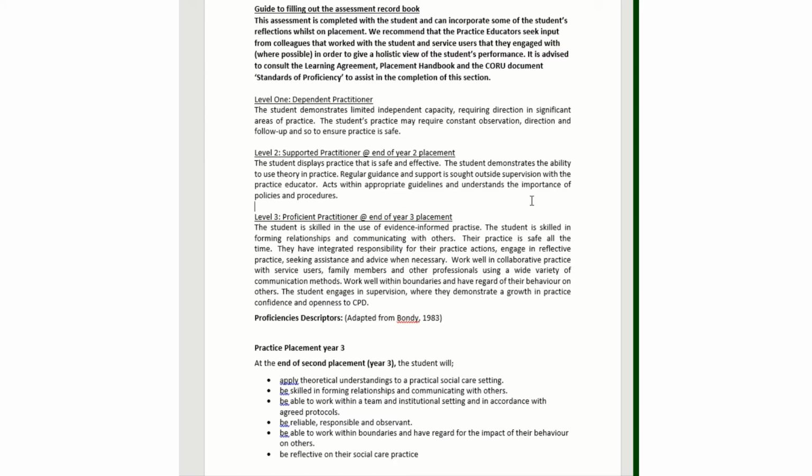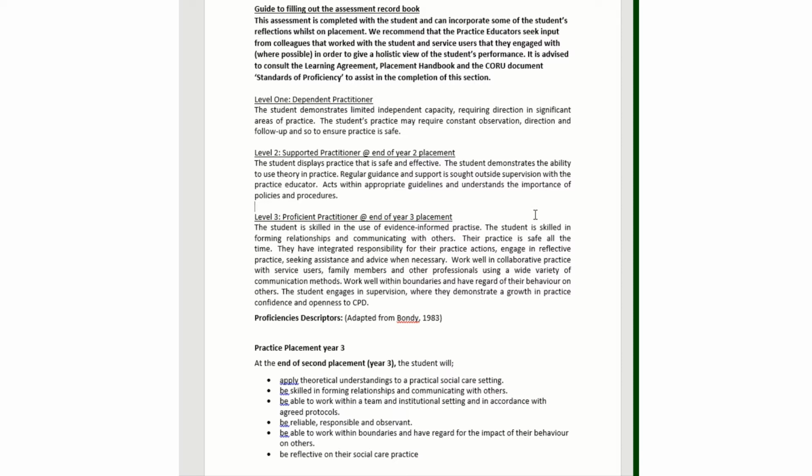Level three, proficient practitioner, is what we would expect all students to attain by the end of their practice, only in proficiencies that the students have been exposed to. As you can see at level two, the student is displaying safe practice. They use theory and practice, but they're regularly seeking guidance and support outside normal supervision. Importantly, they're still acting within guidelines.